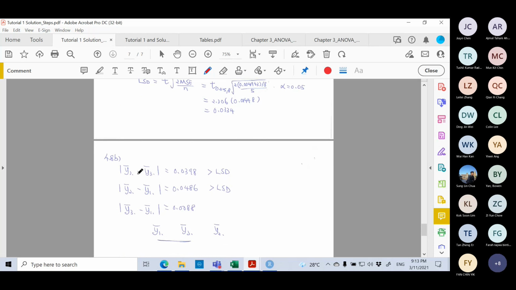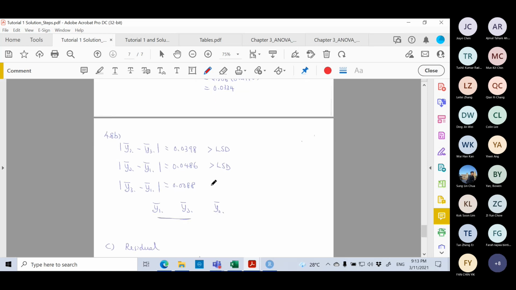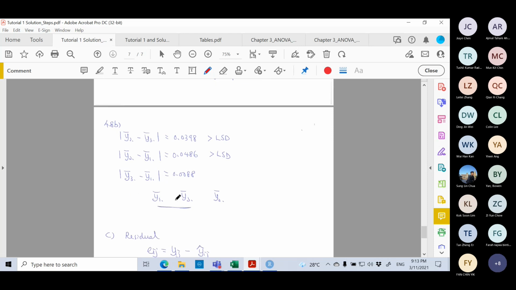I found that between 2 and 3 there is a significant difference. 2 and 1, significant difference. 1 and 3, no significant difference. So this will lead you to the conclusion that if you use type number 1 or type number 3, there is no significant difference. But if you use number 2, of course it is different from the rest of them.